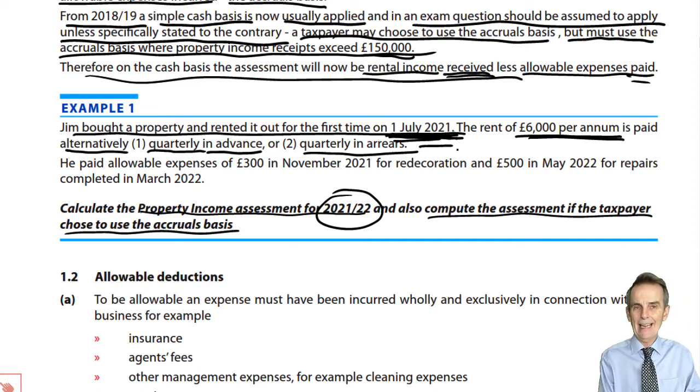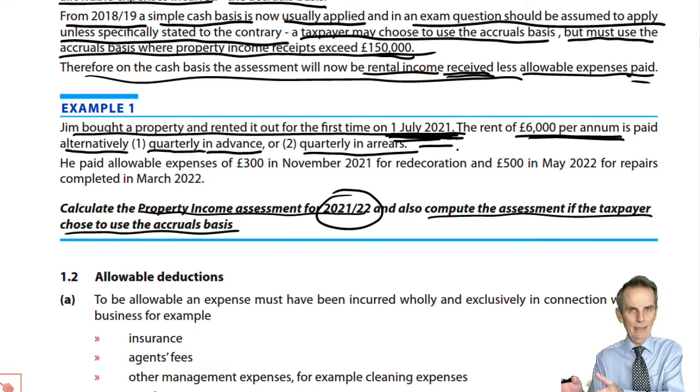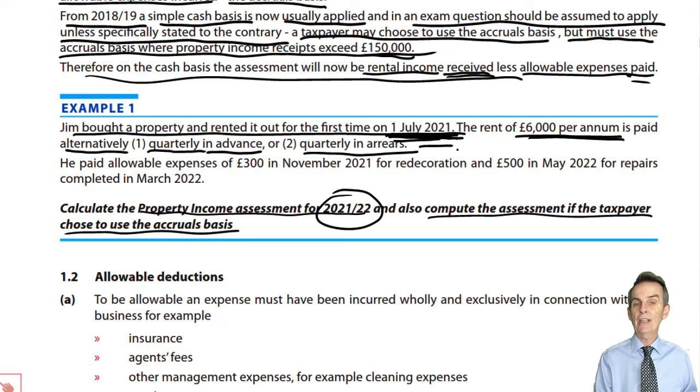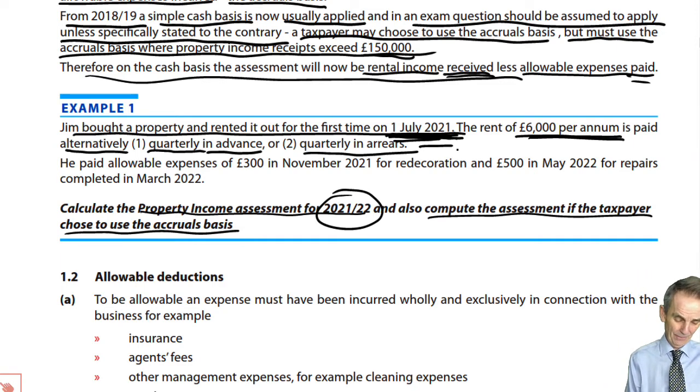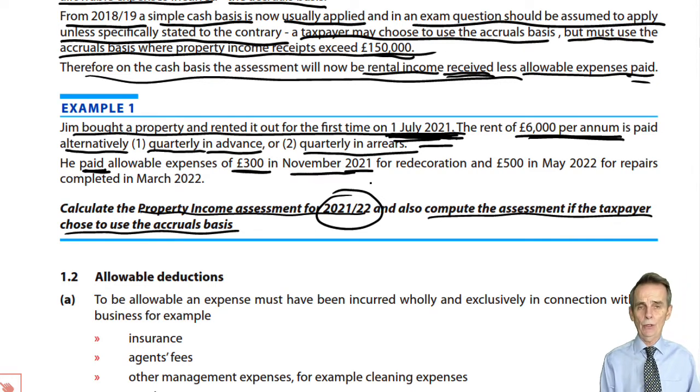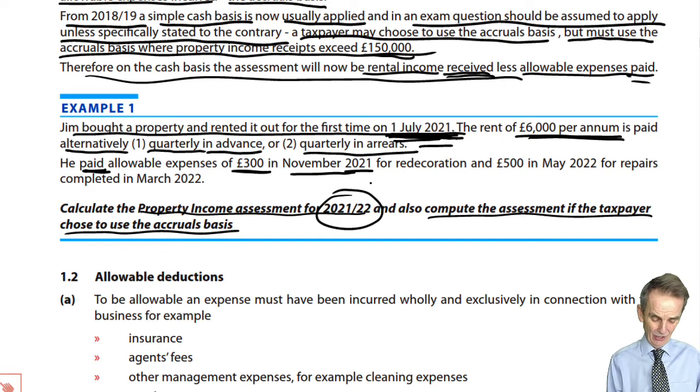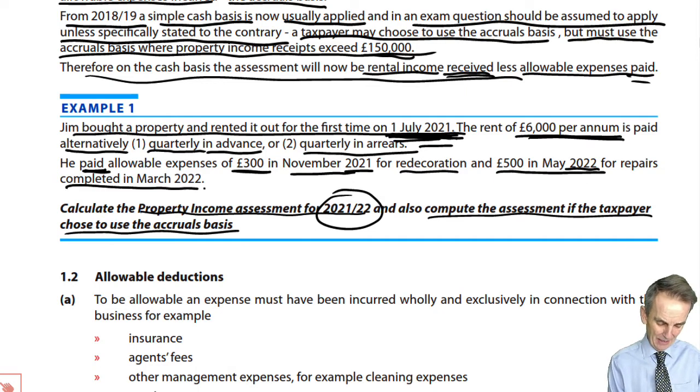Do it again separately, do the cash basis first of all, rental income and the allowable expenses, then move to the accruals basis, the rental income and the allowable expenses now on an incurred basis, an accruals basis. About those expenses, paid allowable expenses of £300 in November 21. So in the 21-22 tax year, it's paid, it's deductible under the cash basis. That was for redecoration, and £500 in May 22 for repairs completed in March 22.